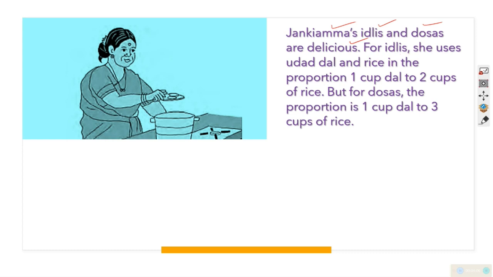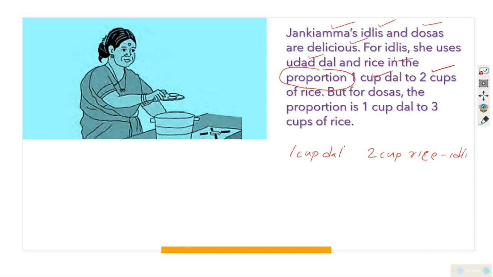For idlis she uses udad dal and rice in the proportion 1 cup dal, 2 cup rice. That is the proportion for her idlis.